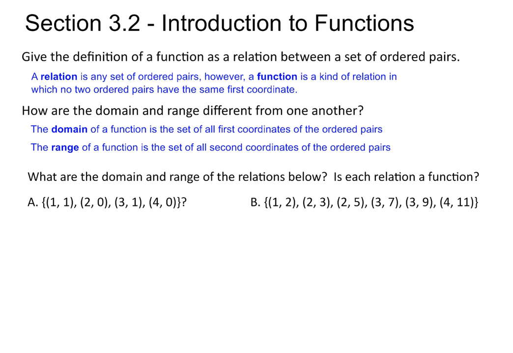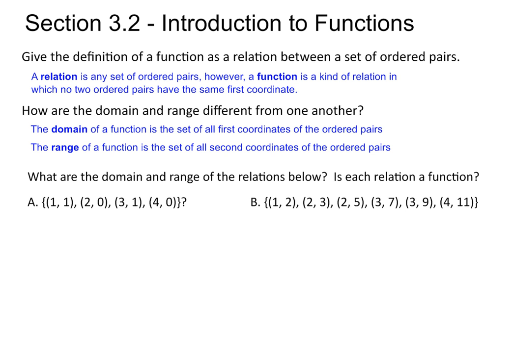Now, they talk about words like domain and range. What does that mean? Well, in a set of ordered pairs, like the ones that you're looking at in the examples below, a domain is the set of all of the first coordinates of the ordered pairs, and the range of a function is the set of all the second coordinates of the ordered pairs. So let's take a look at these two examples below. What are the domain and range of each of these? And is each of these relations actually a function, at least the way we've represented them here?